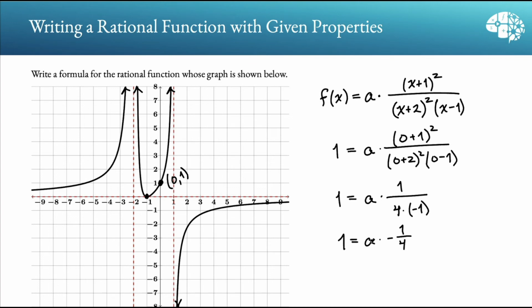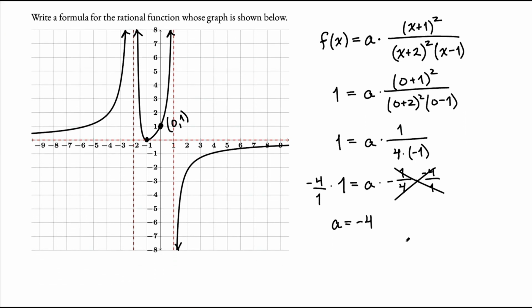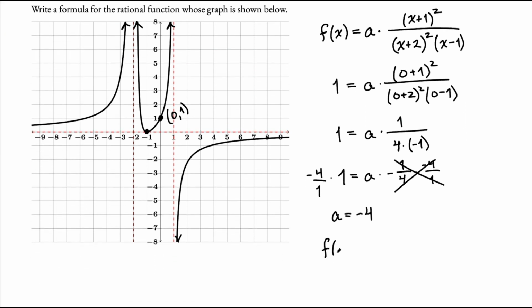And so to solve for a, we'll just multiply both sides by the reciprocal of this, which is -4/1 on both sides, -4/1. That'll cancel those out. And we get a equals, this is -4 times 1, which is -4. And so we can take this -4 and plug it in to that spot right there to get our final function. So I'll go ahead and just write that last step.